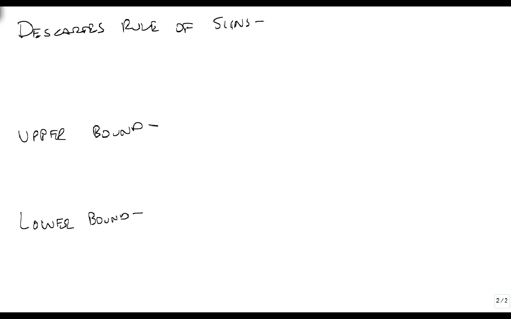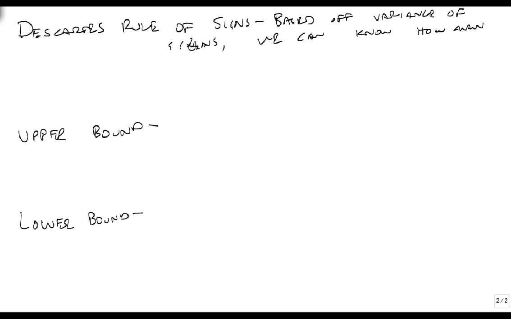Descartes' rule of signs builds off of that, and it says based on the variance of signs, we can know how many of each sign the zeros will be. In other words, this could tell us that we need to look for 3 positive real zeros, or 2 negative real zeros, or any other number. That's the idea: Descartes' rule of signs will tell us how many to look for.